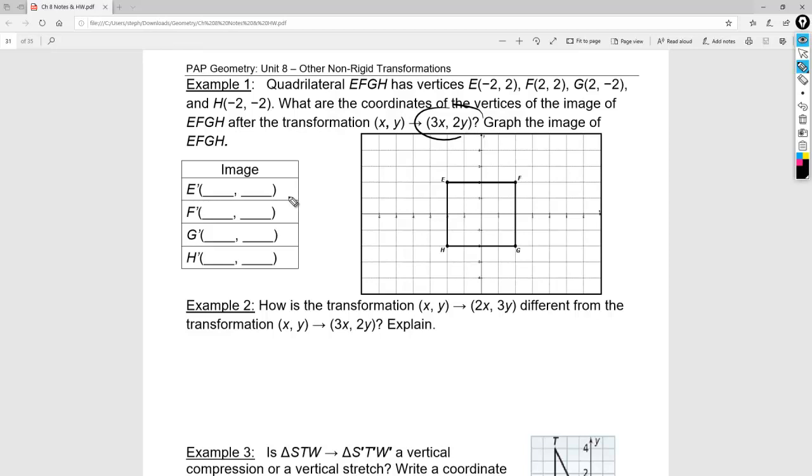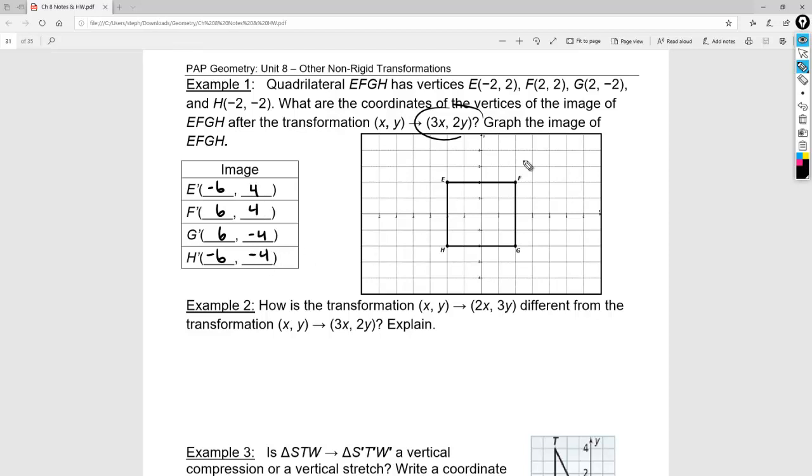So I'm given, we started at -2, I'm going to multiply that by 3. So I get -6, 6, 6, and -6. Okay, I'm going to multiply all my y values by 2. So I get 4, 4, -4, -4.